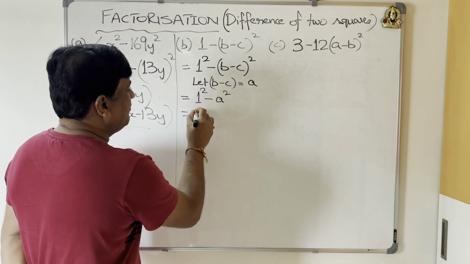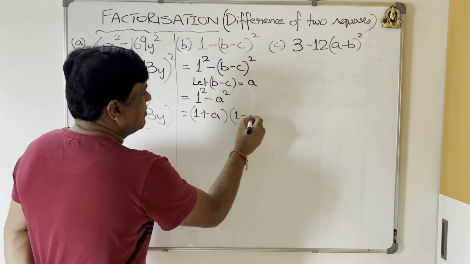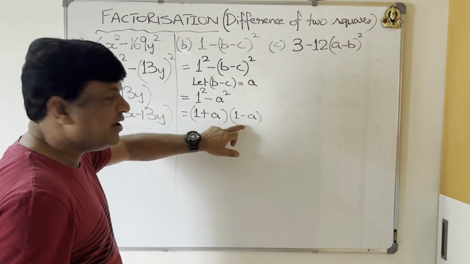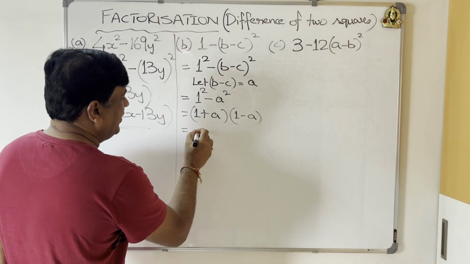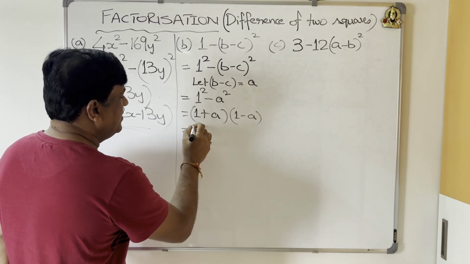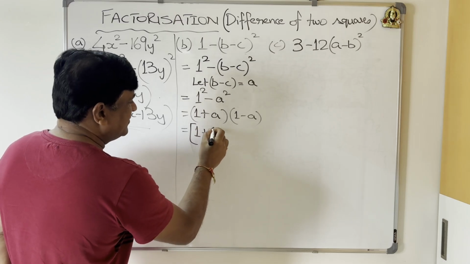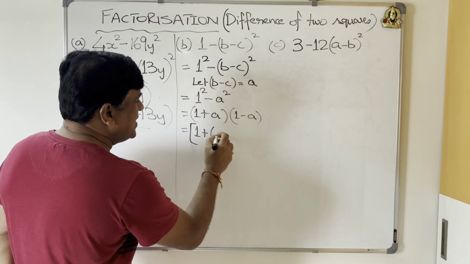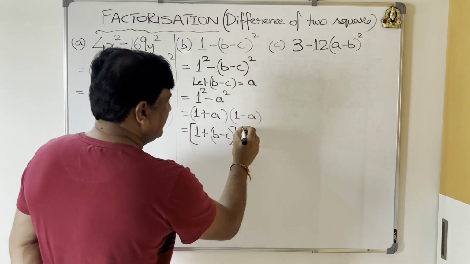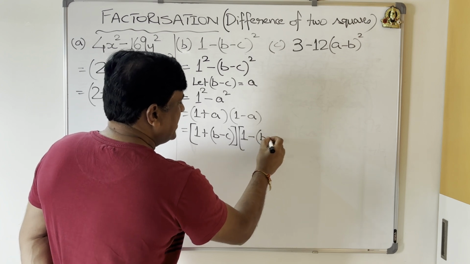So when you factorize them, what do you get? You get (1 plus a) times (1 minus a). Now you're going to plug the value of a back over here. Always remember, use brackets in algebra, otherwise you might go wrong. 1 plus, I am replacing a with (b minus c). Similarly, this one, I am replacing it with 1 minus (b minus c).